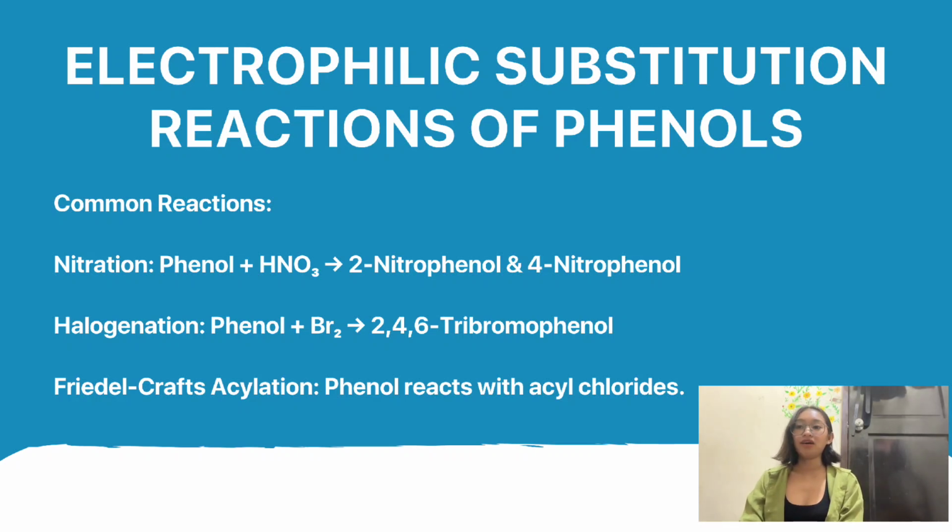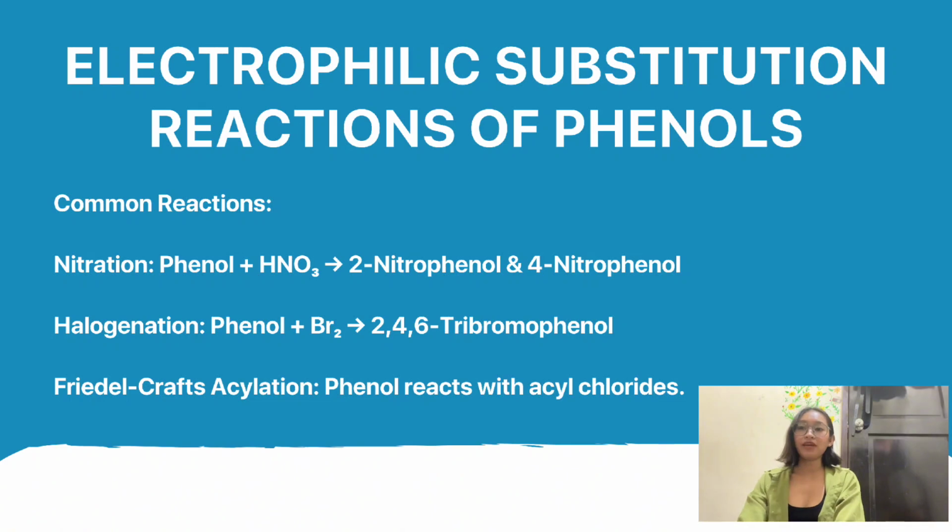Then we also have here the halogenation of phenol, the reaction with bromine. So when phenol is treated with bromine water, a halogenation reaction occurs, forming 2,4,6-tribromophenol, which is a white precipitate. And then the observation that you can see here is that the orange or orange-brown color of bromine water disappears, and a white precipitate of tribromophenol forms.